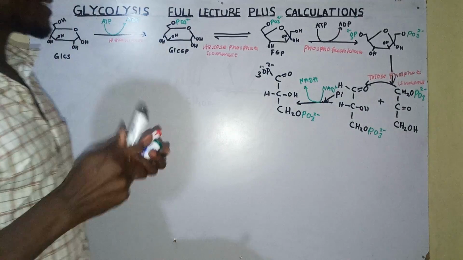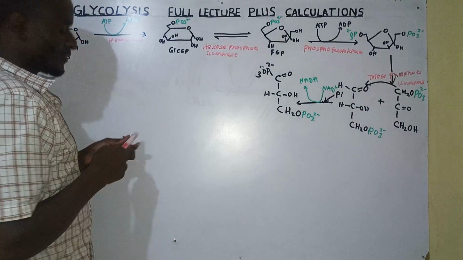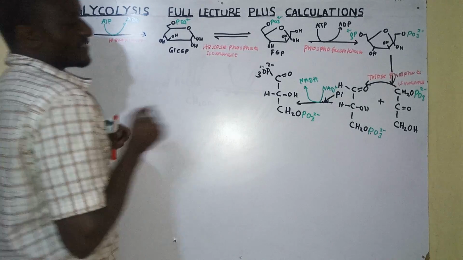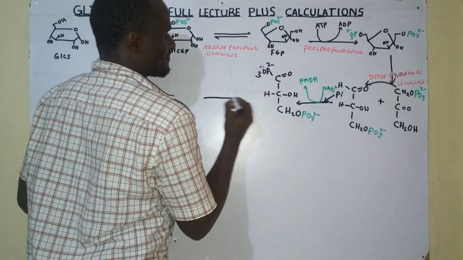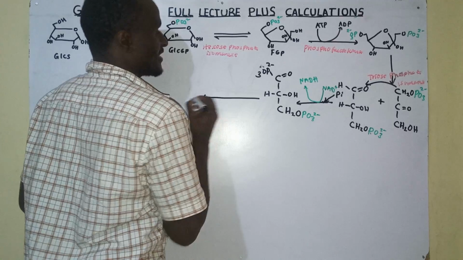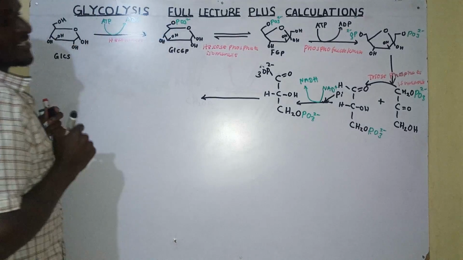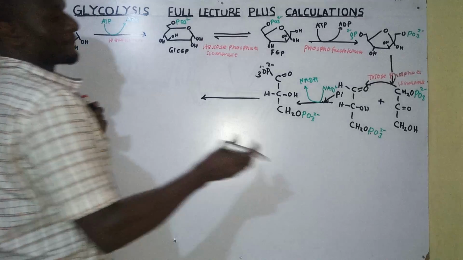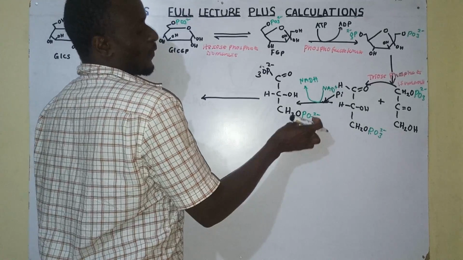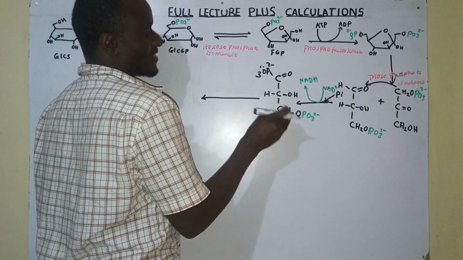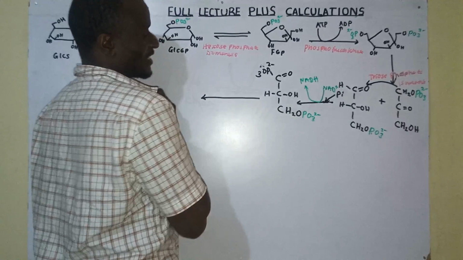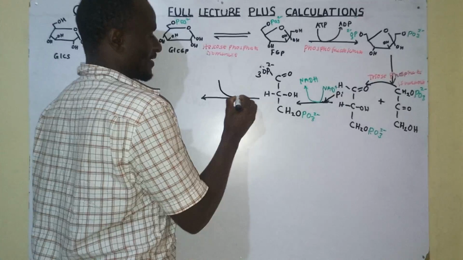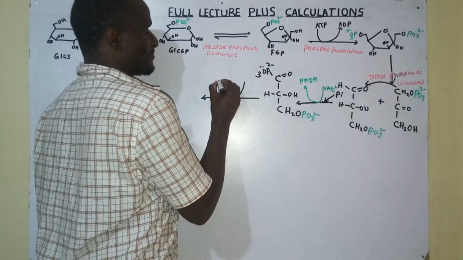So we go to the next step. We go to step number 7. Step number 7 is the first step of formation of our ATP, and it involves the transfer of one of the phosphate groups from 1,3-bisphosphoglycerate onto ADP to form ATP, and this is the way it should be.